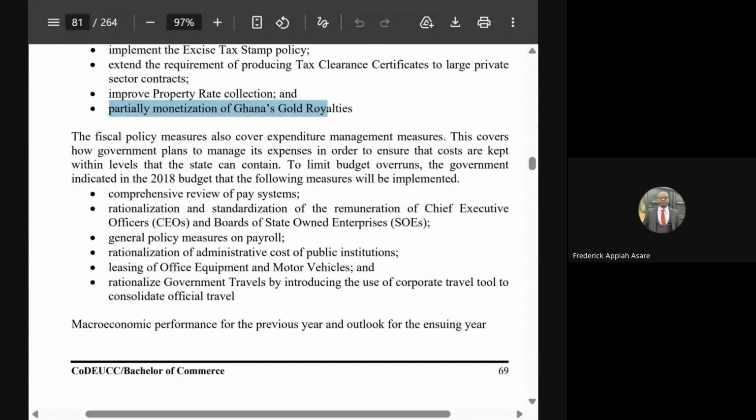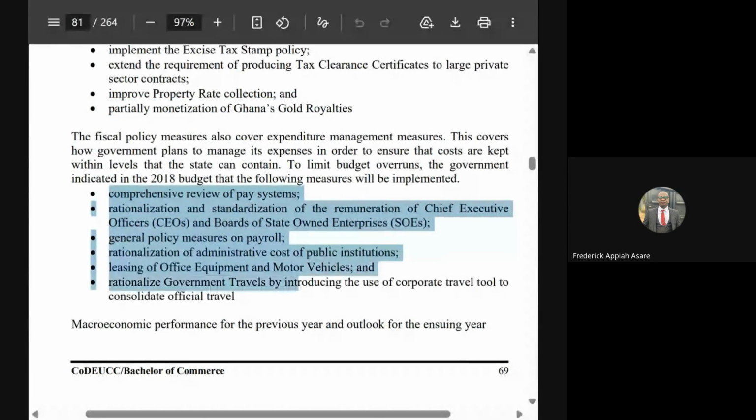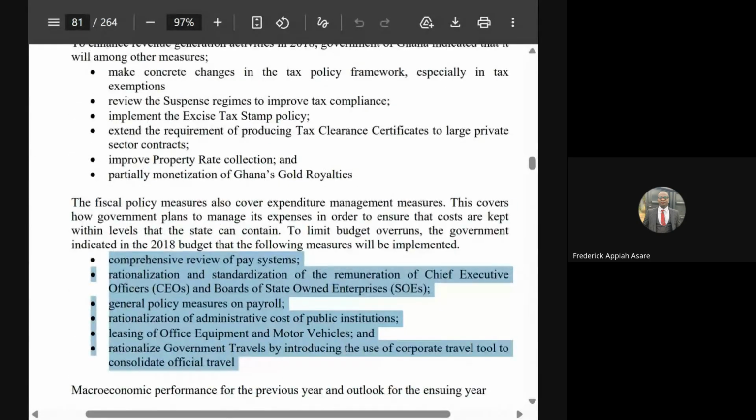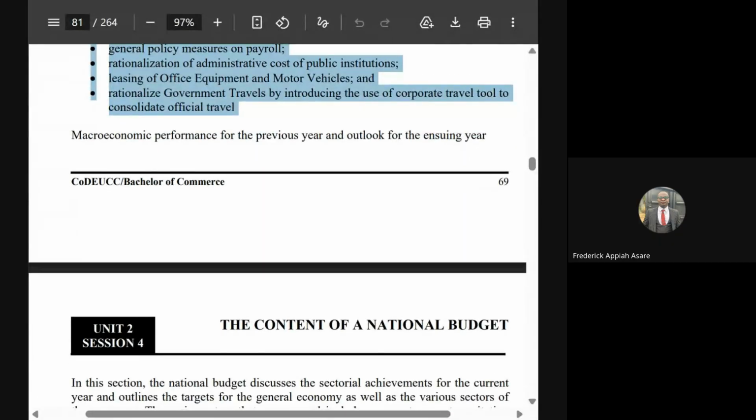When it comes to the measures on expenditure, these were what they also said. Comprehensive review of the pay system. That is where they started talking about dead names or ghost names in the payroll. Rationalization and standardization of remuneration of chief executives. They said all executives in Ghana are going to receive the same amount. They also talked about general policy measures on payroll. All these were some of the fiscal policies stated in the 2018 budget, particularly on expenditure.